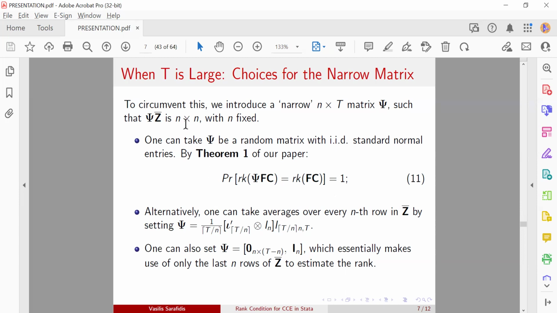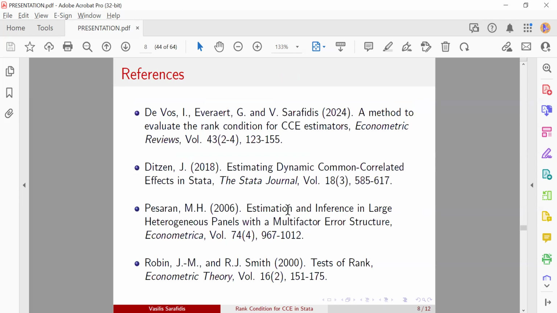Now, the first two choices, the random matrix and the fold-over matrix, have actually been implemented by Jan Ditzen in his XTDCC2 command, and the default option is this one here. Okay, so I think this is a good point to move over to the illustration using the XTDCC2 command.